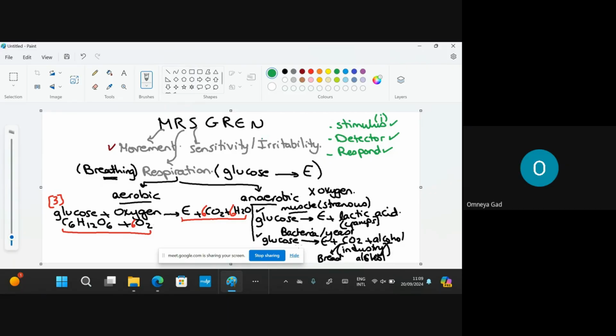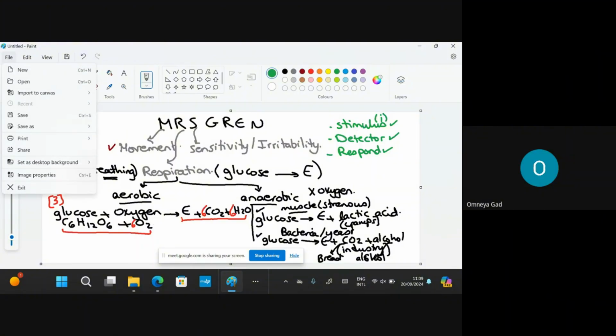Let us move to the other word, which is green, and starts with the word after it.